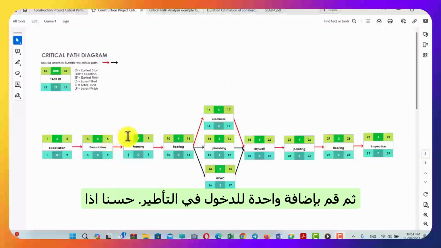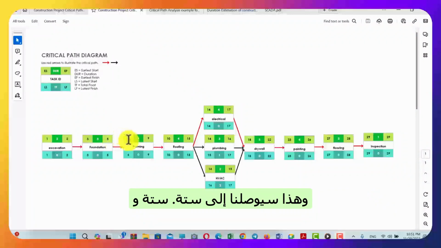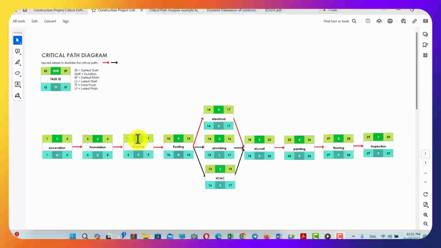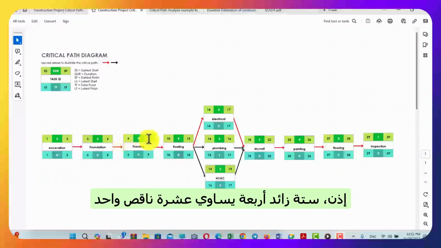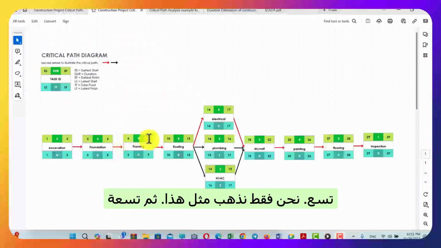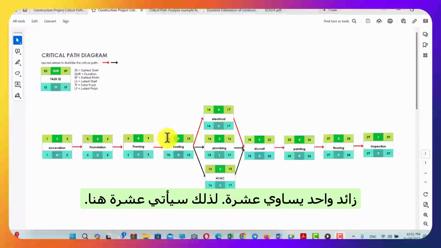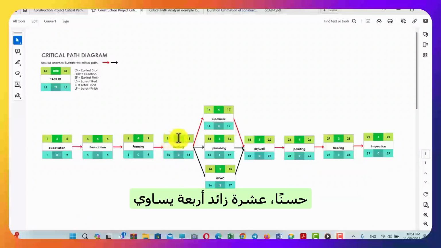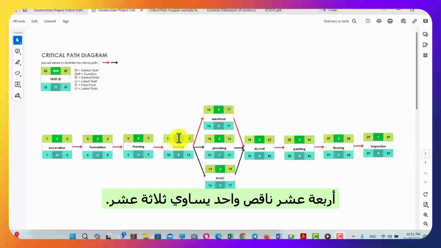Then add 1 to go into framing. So this will bring us into 6, and the duration is 4 as given in the question. So 6 plus 4 is 10, minus 1 is 9. Then 9 plus 1 is 10, so 10 will come here. 10 plus 4 is 14, minus 1 is 13.